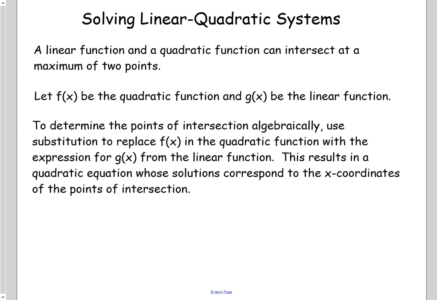And to determine our points of intersection algebraically, we use substitution. So substitution was something that we saw last year in grade 10. We're going to replace our f of x, the quadratic function, with the expression for g of x from the linear function. So I'll show you what that looks like in just a moment. What you end up with is a quadratic equation whose solutions correspond to the x coordinates of the points of intersection. So we're going to solve for x is what we're going to do. So pause this here if you need to keep copying. If you're done, then let's move on to the next slide.